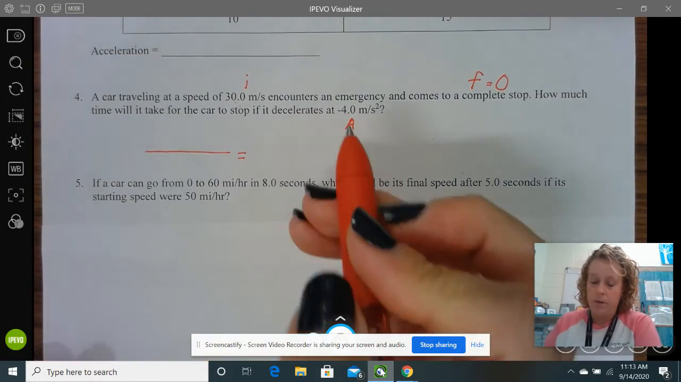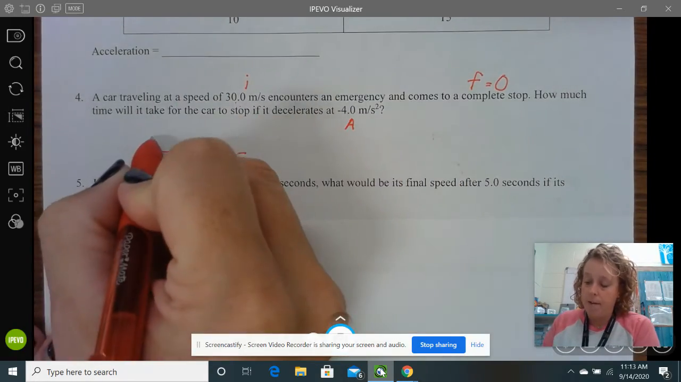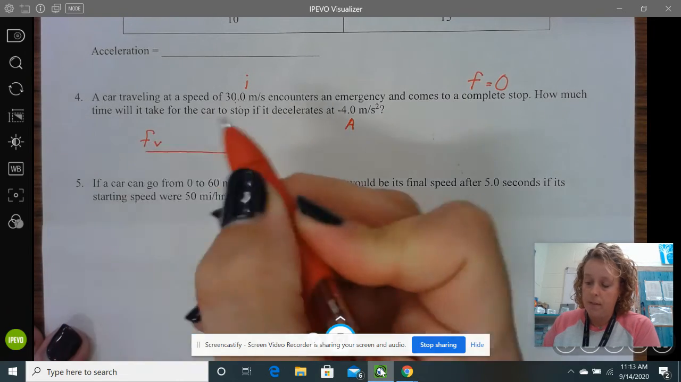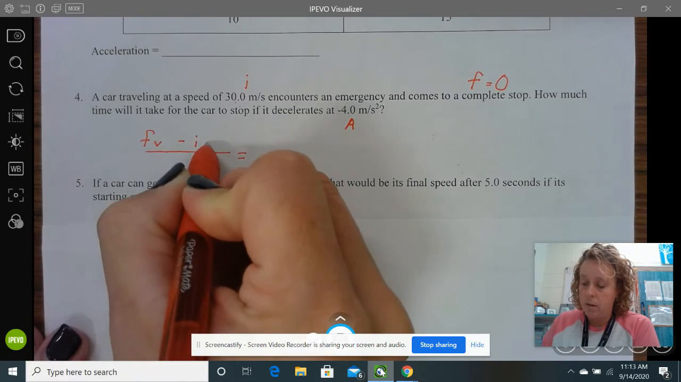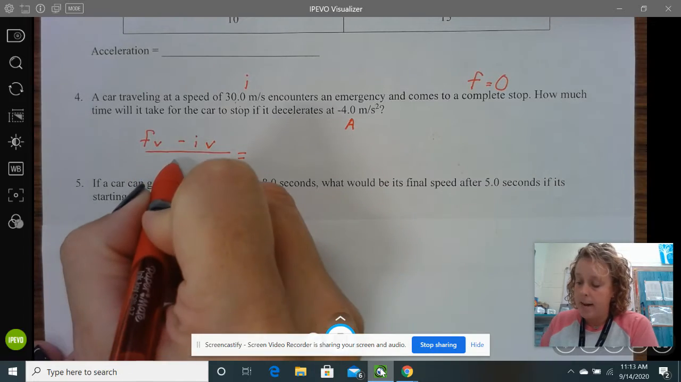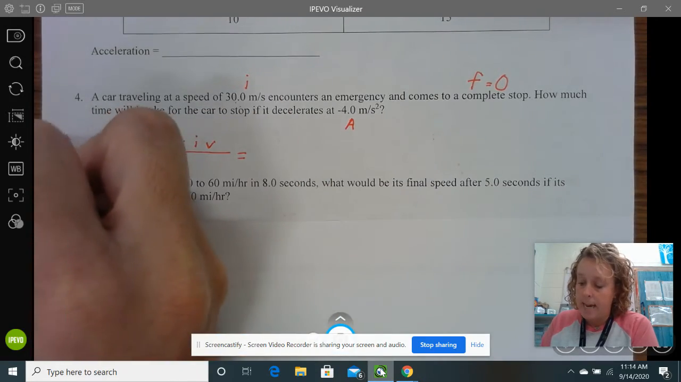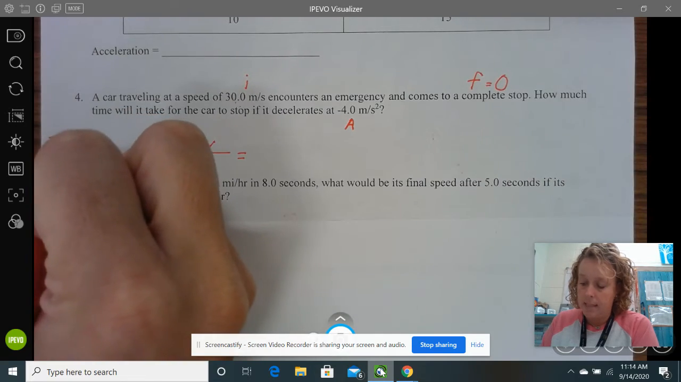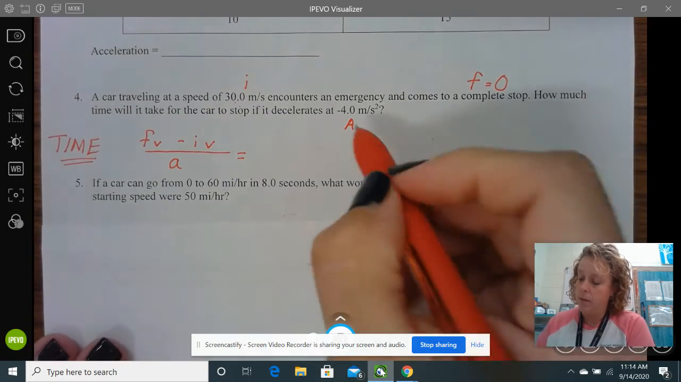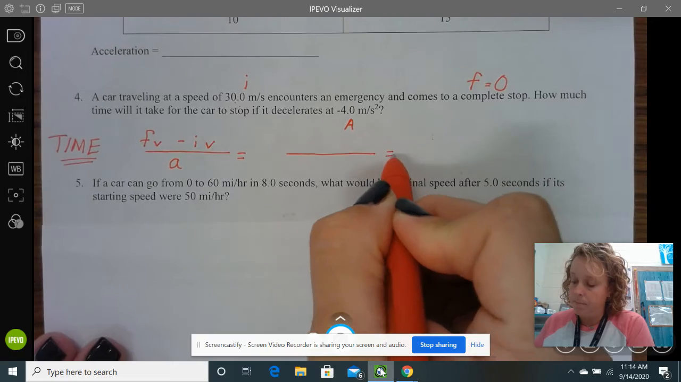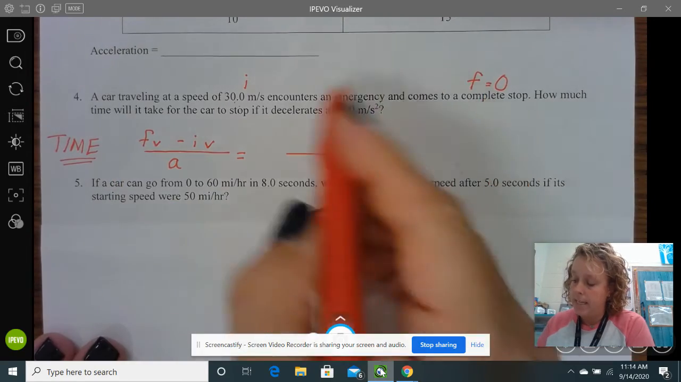Let's plug those things in. And remember, you're going to have final velocity minus initial velocity divided by acceleration. And that's going to give you time, not acceleration. So let's plug those things in. Final velocity is 0.